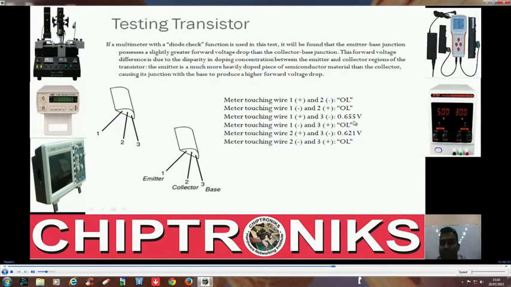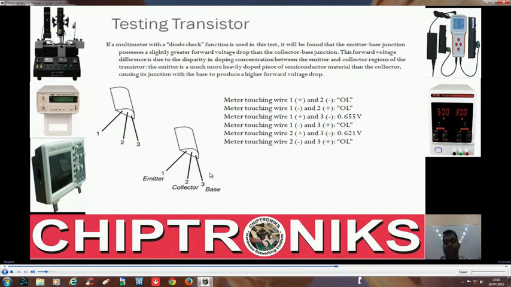So between 1 and 3 this is 0.655, so it's clear that number 3 is the base because this is connected to both of them, and number 1 is the emitter because I said between emitter and base there is a higher junction potential, and between collector and base this is lower junction potential. So the second number is the collector. But I'm talking about junction potential, I'm not talking about resistance.